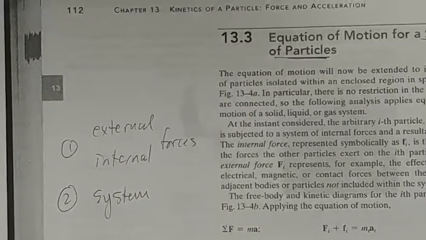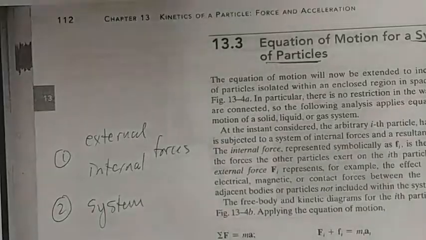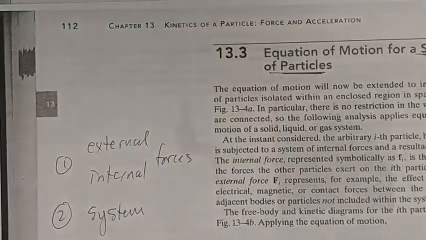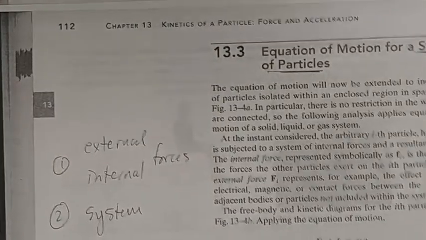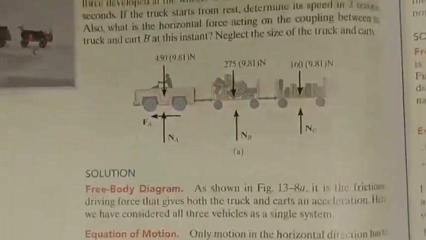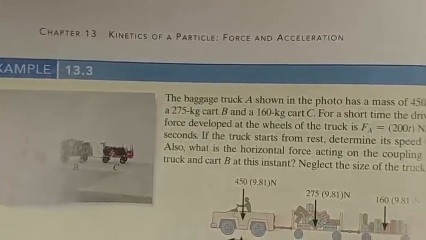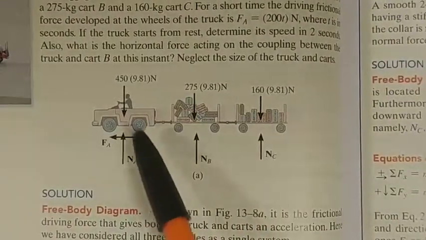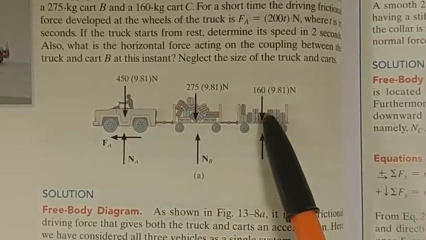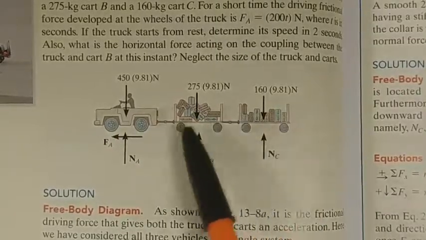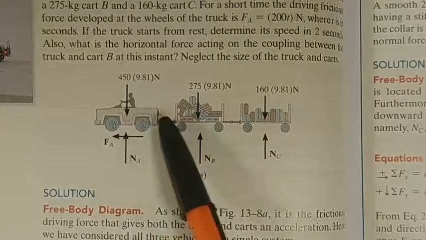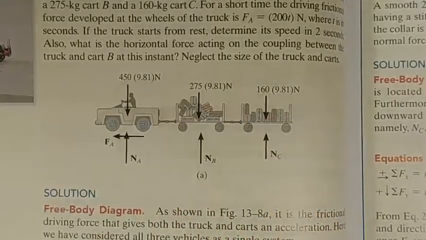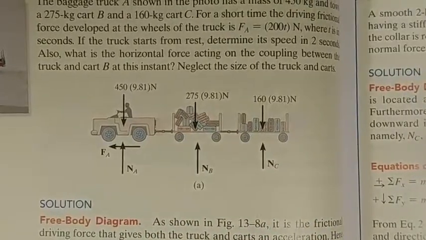All right. So what does a problem look like with a system of particles? Here is an example, example 13.3. Here we've got a system of particles. Particle 1, particle 2, particle 3, and they are interacting with each other. And we will see this in more detail in a future video.